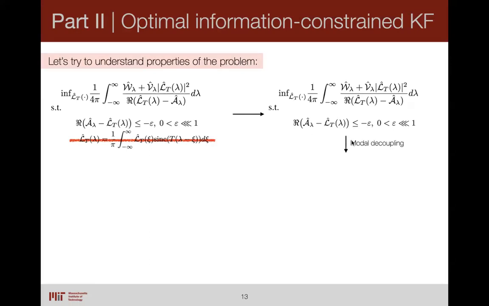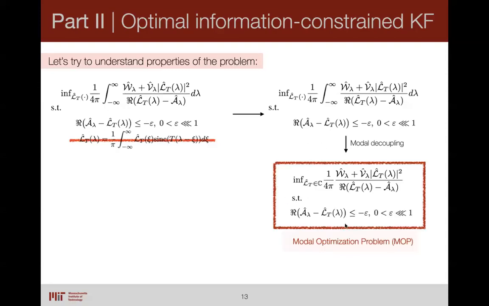So once again, we can use this property of modal decoupling to arrive at a family of optimization problems that is parameterized by lambda, but decoupled in lambda. This is saying that in order to optimize this cost functional, I need to optimize at each lambda, subject to this stability constraint that must hold pointwise in lambda. So this is what this problem is saying. I will refer to this problem as the modal optimization problem, and this is now a toy problem where we can really understand a lot of properties.